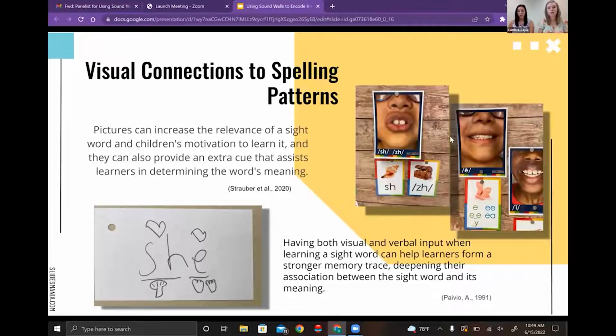So making those visual connections to spelling patterns, pictures can increase the relevancy of a sight word and children's motivation to learn it. They can also provide an extra cue that assists learners in determining the word's meaning. So having both that visual and verbal input when learning sight words can help learners form a stronger memory trace, deepening their association between the sight word and its meaning. So that's why you'll see on our card here that we have a picture from our sound spelling cards that is then translated directly back into some of the cards that they would practice with on the regular.